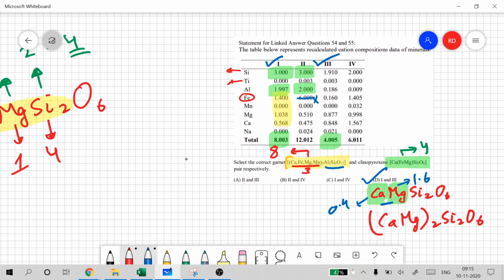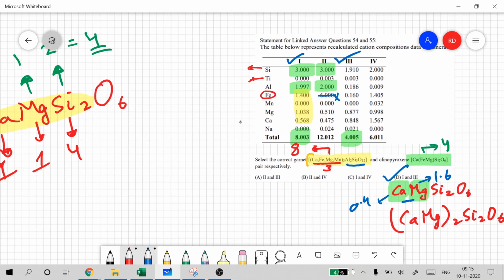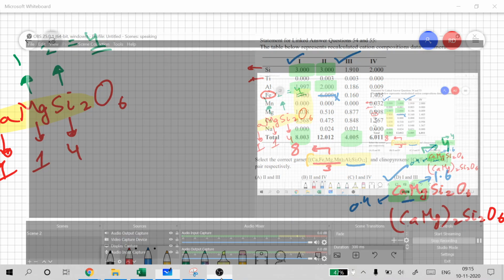All right, so this part is finished. Now we will come to the second part, which is related to that anesthetic thing.